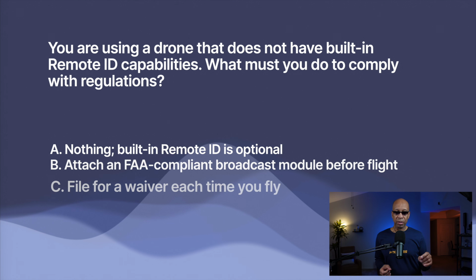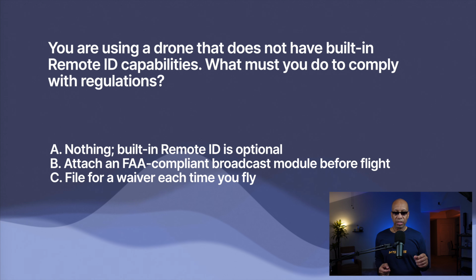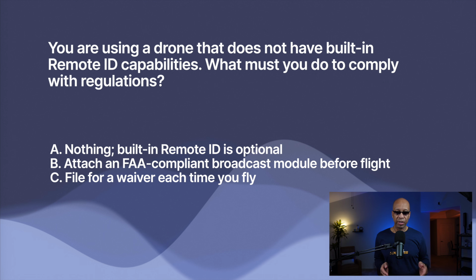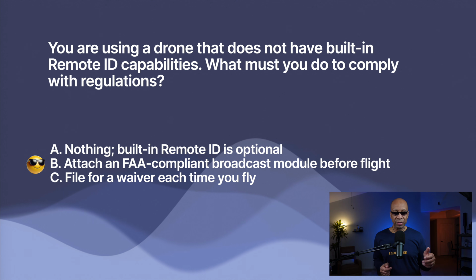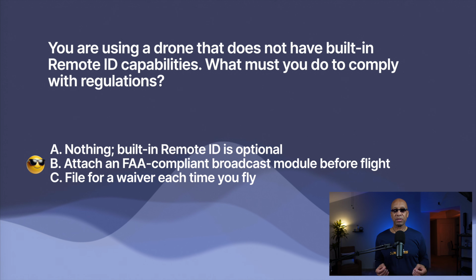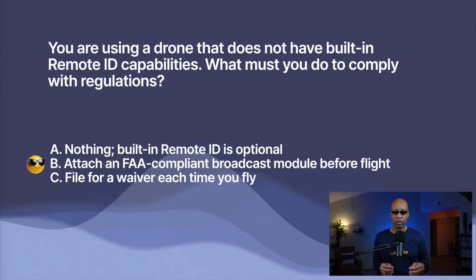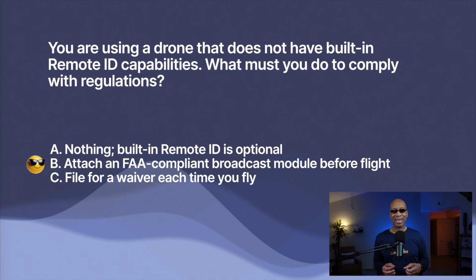A, nothing. Built-in remote ID is optional. B, attach an FAA compliant broadcast module before flight. And C, file for a waiver each time you fly. Now, the correct answer obviously is B, but here's the explanation. When a drone does not have standard remote ID built in, you will need to attach an external remote ID module. That's going to allow you to remain compliant with Part 89 of the Code of Federal Regulations.